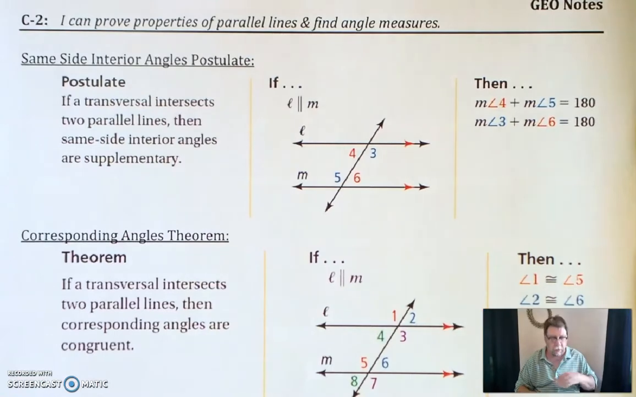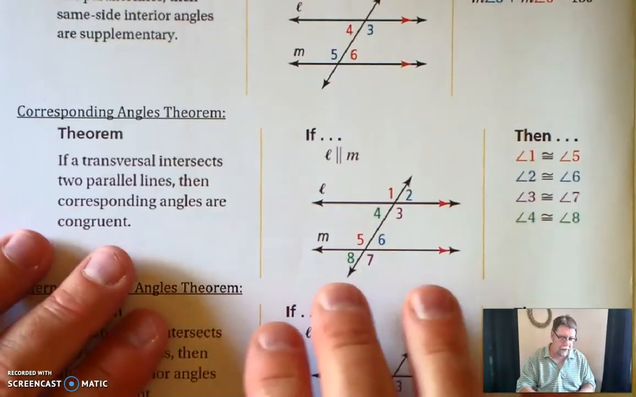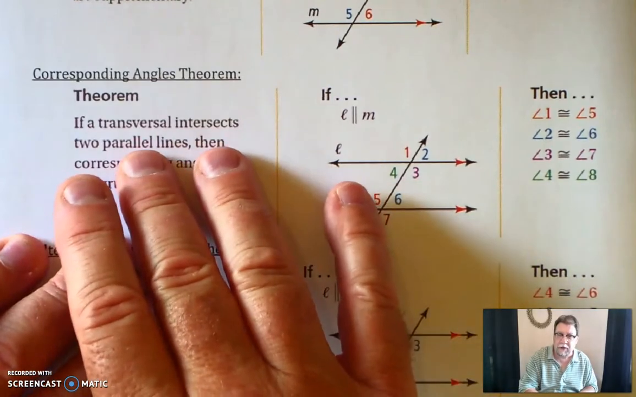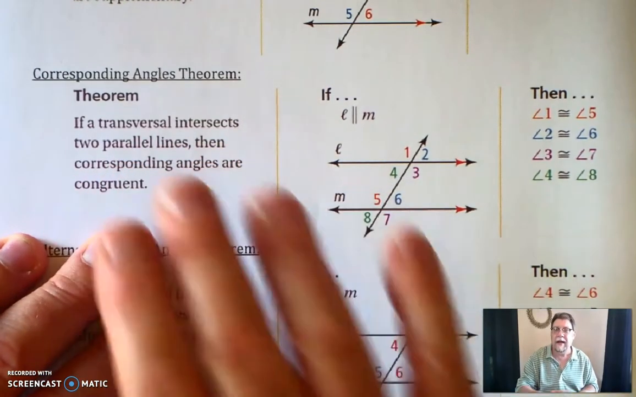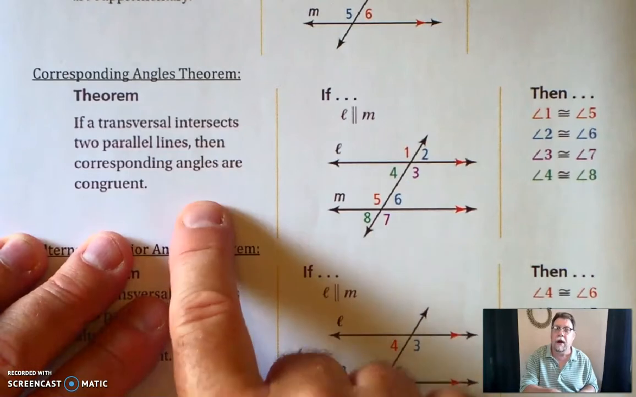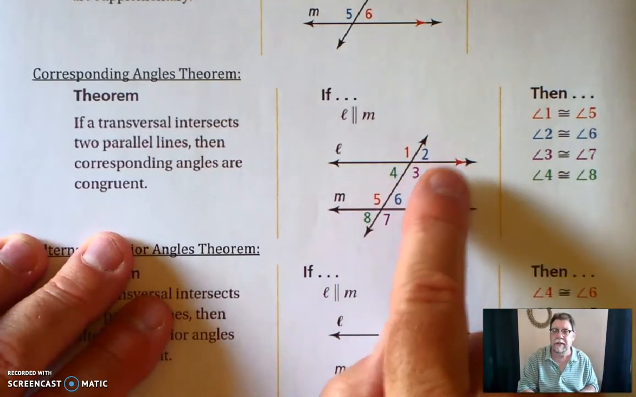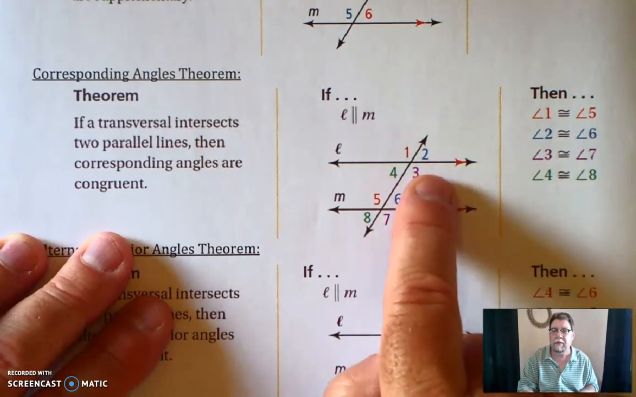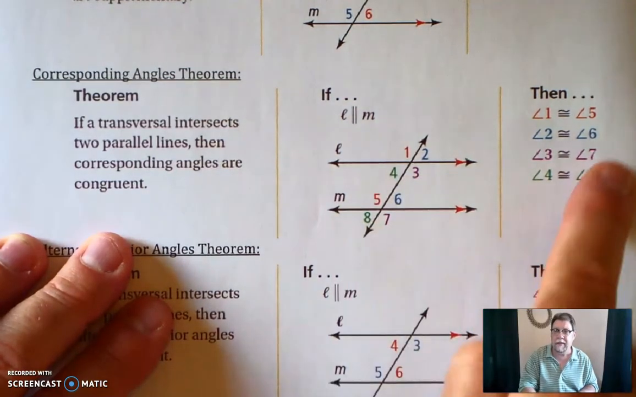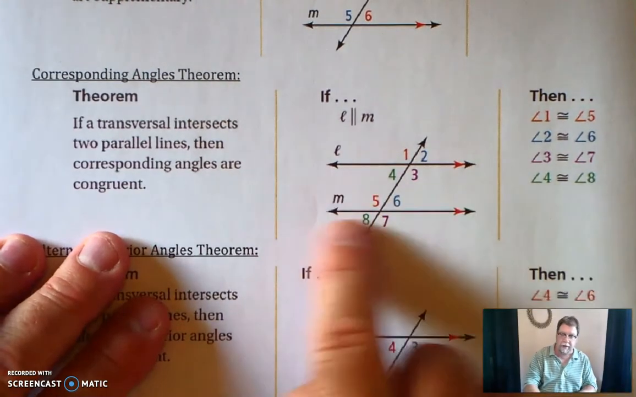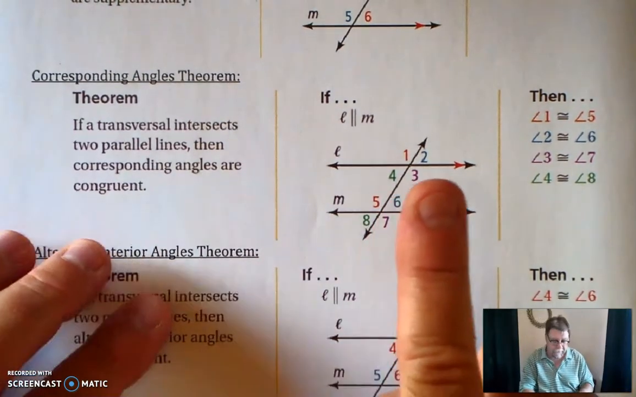From that postulate, we've got some theorems. We've got the corresponding angle theorem. When a transversal intersects two parallel lines, then the corresponding angles are congruent. So 1 and 5 will be congruent. 2 and 6 will be congruent. 3 and 7, 4 and 8. They're all going to be congruent. Again, only when the lines are parallel will that happen.